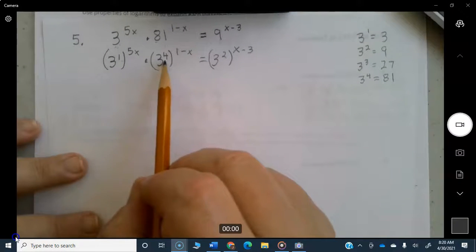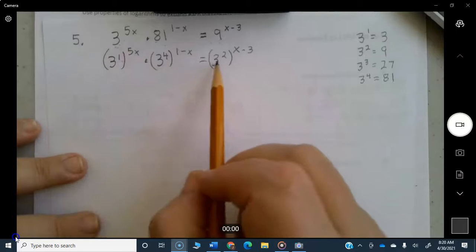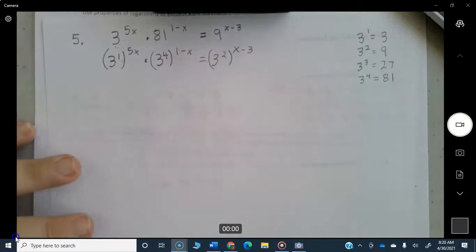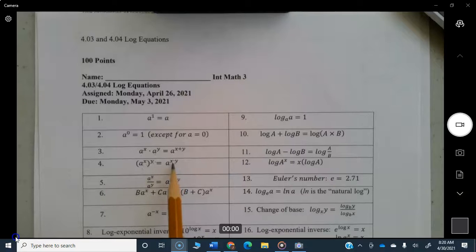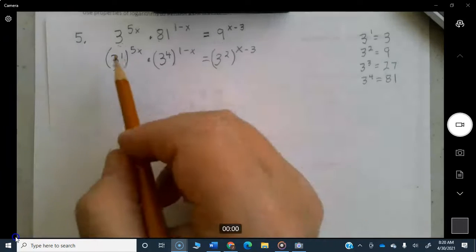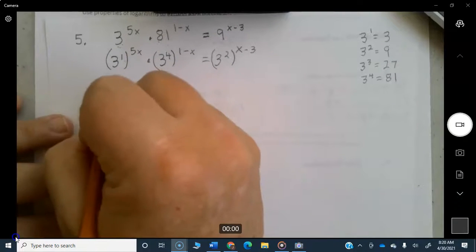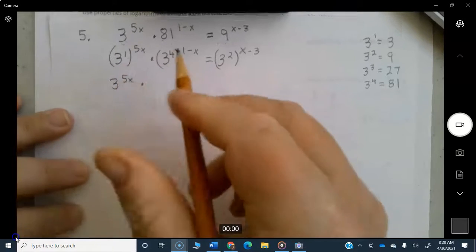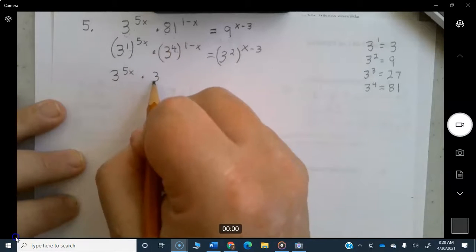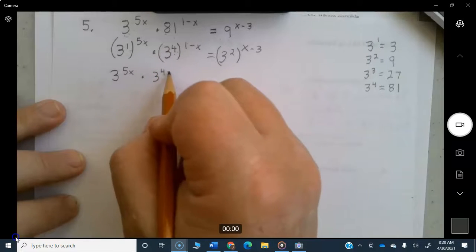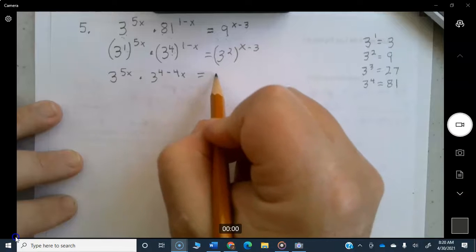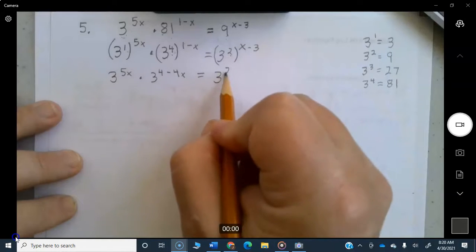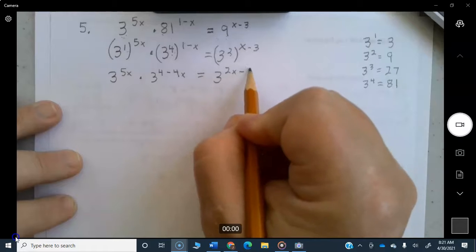And this is the exponent. 3 to the first is 3. 3 to the fourth is 81. 3 squared is 9. Okay, so now we use the principle that says a to the x, and then raised to the y outside the parentheses, you simply multiply the exponents like that. So it's 1 times 5x, so it's going to be 3 to the 5x, times 4 times 1 is 4. 4 times negative x is negative 4x. Okay, and then that equals 3 to the 2 times x is 2x, and 2 times negative 3 is negative 6.